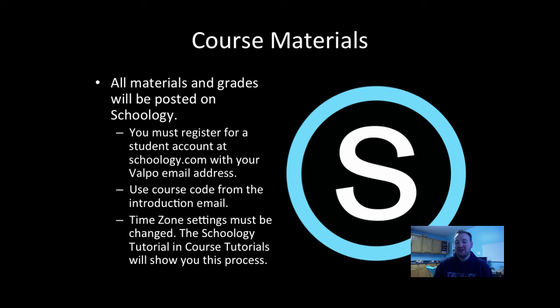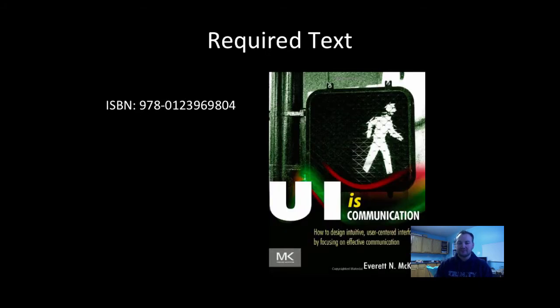There is one other setting that you need to do. You need to change the time zone settings in Schoology. Otherwise, your assignments won't be listed for the correct times, which means your homework will end up late with a 25% reduction, which is coming up later in the video here. For questions on this, go to the Schoology tutorial in the course tutorial section on the Schoology page. Once you're in there, you'll see a course tutorial section, and you'll find a Schoology tutorial that will explain how to change those account settings for you.